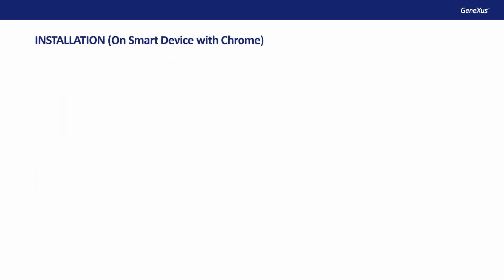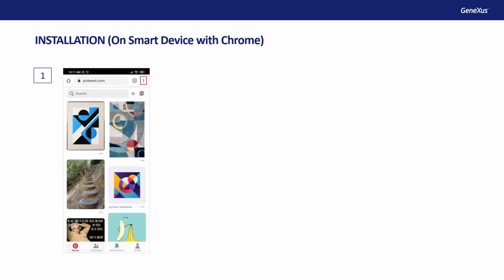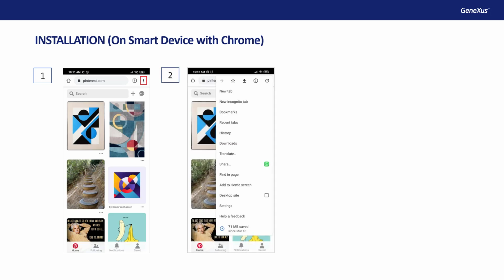Now let's try this on a mobile device, which is exactly where we'll make the most out of this type of application. To install a PWA in Android, first of all, we access from Chrome the site built with this technology, for example, Pinterest, as we just saw. Then we press the menu button and select the option Add to Main Screen.